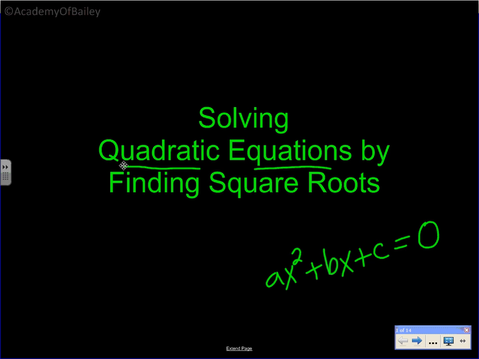You can solve a quadratic equation for the variable x by using square roots when either b is 0 or b and c are both 0. The key is that b has to be 0 in order to do this, finding square roots.